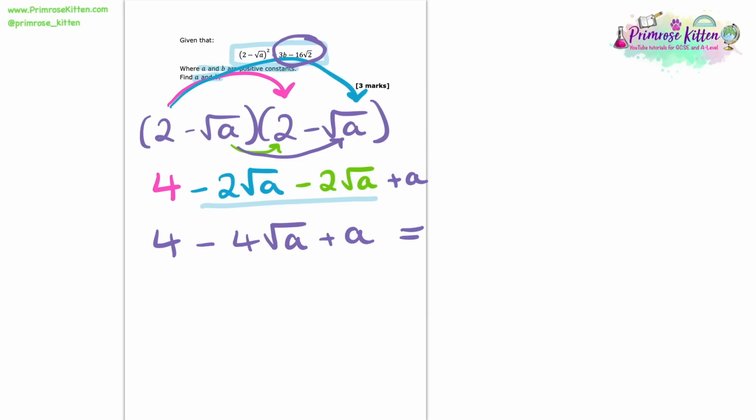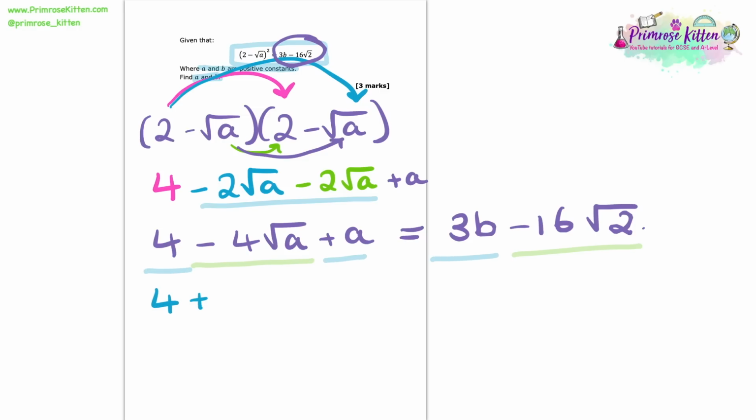Now let's compare that to this 3b minus 16 root 2. What we need to do here is to compare coefficients. So let's first compare the surds. Here we can say that minus 4 root a equals minus 16 root 2. And likewise we can do the same with the constants, the ones that don't have any surds. So here we can say that 4 plus a equals 3b. They're all the ones without surds. And then with the surds, minus 4 root a equals minus 16 root 2.